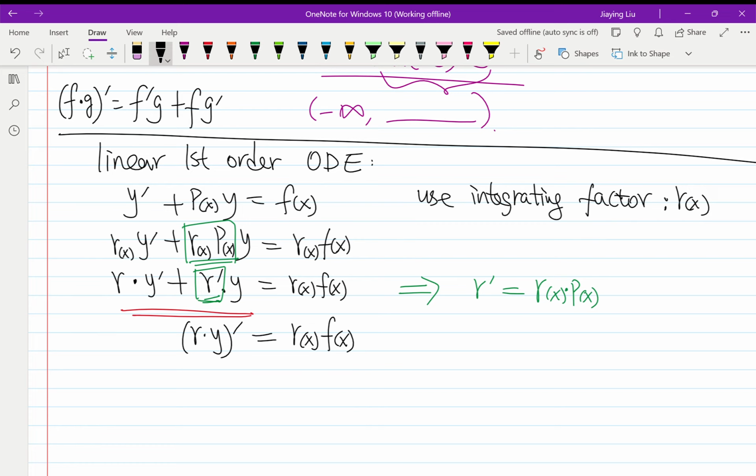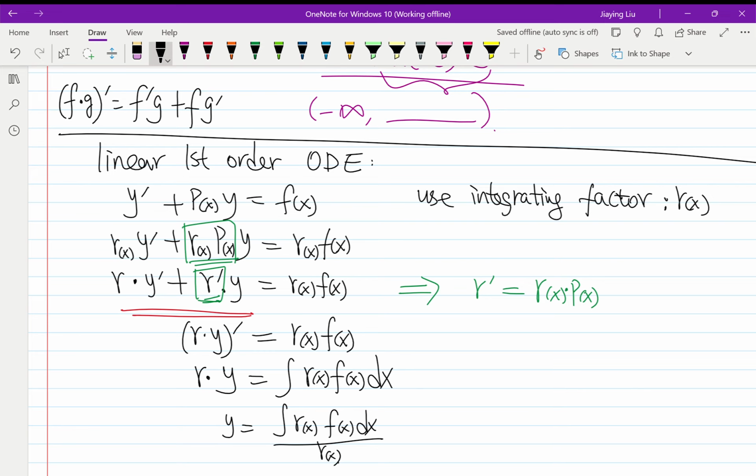That means if we integrate, we are basically finding the antiderivative. So the product of R times y is really just the integral of R of x f of x dx. Then we can divide by R to solve for y, so y equals the integral of R of x f of x dx divided by R of x. That's how we find this y.